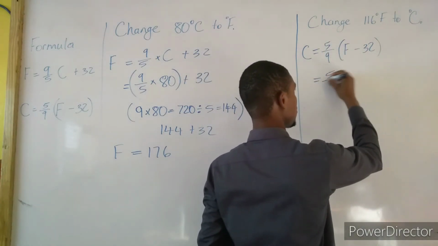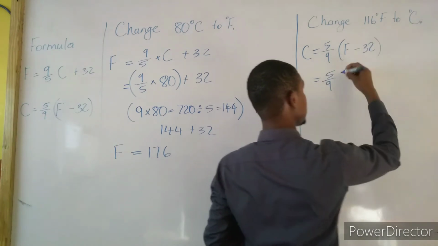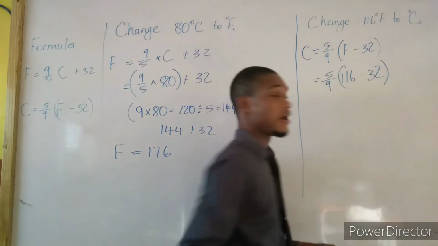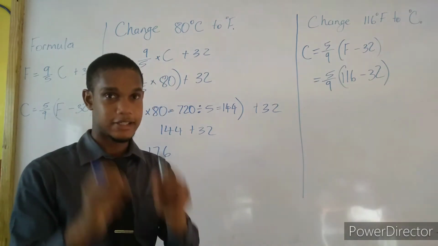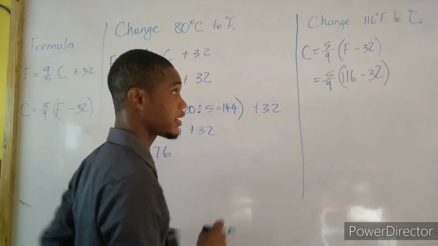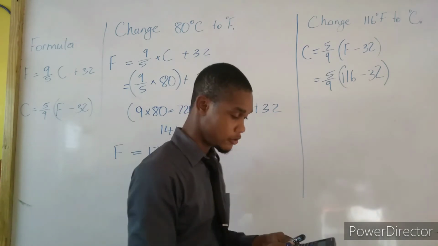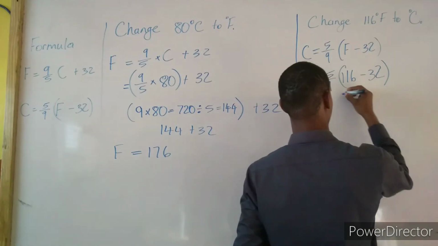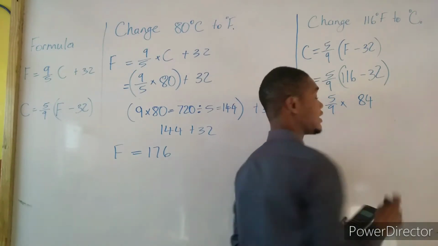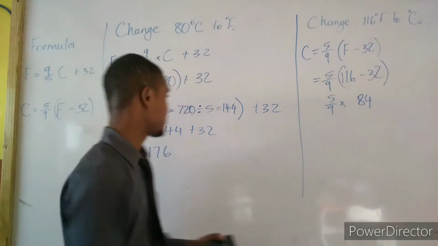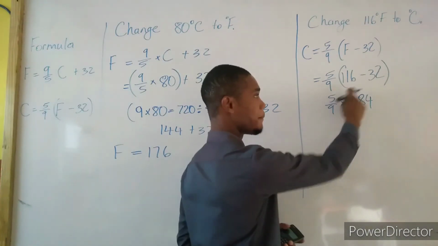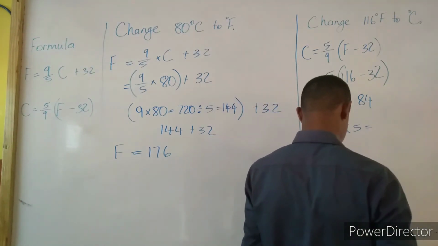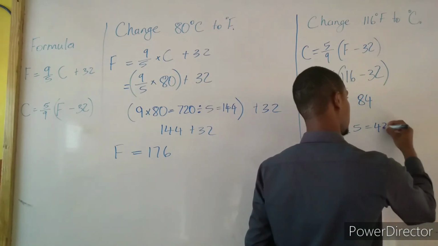So let's continue. So 5/9, the value of F in this case is 116. And like I said before, BODMAS, brackets first. So you must work out what's in your bracket before you can do your multiplication or your division. So it's 116 minus 32 to give you 84. So that's 5/9 times 84 now. So same principle as here. What's at the top multiplies your whole number. So it's 84 times 5, and that will give you 420.